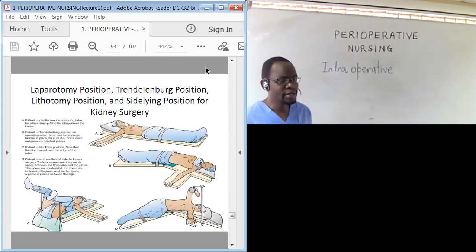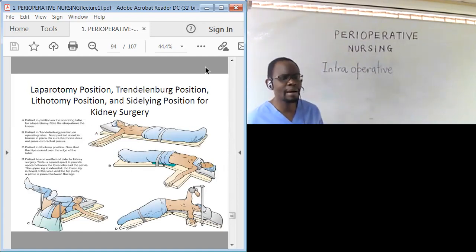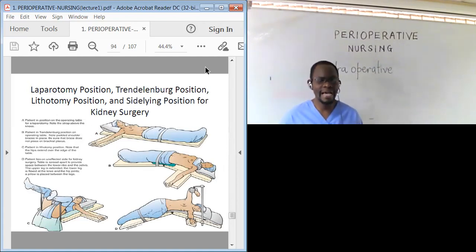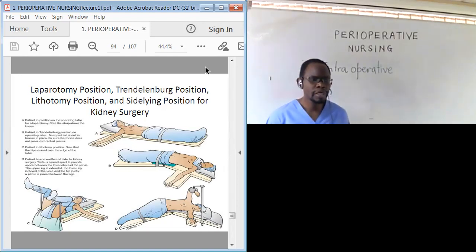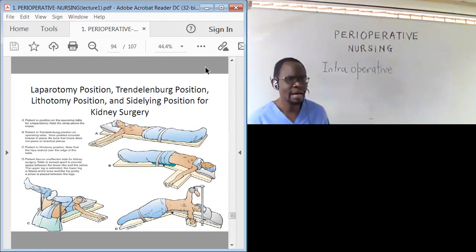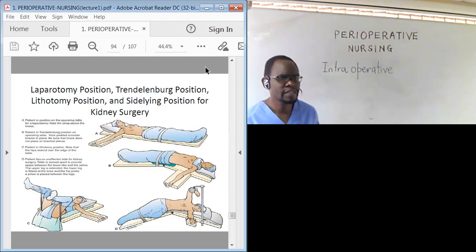Now it is very important to support those arms, by the way. Very, very important. Because if a patient is operated upon and the arm is hanging, they can end up with that arm being damaged. So it is very important to support those arms during surgery. Those are some of the positions that are assumed for certain surgeries.